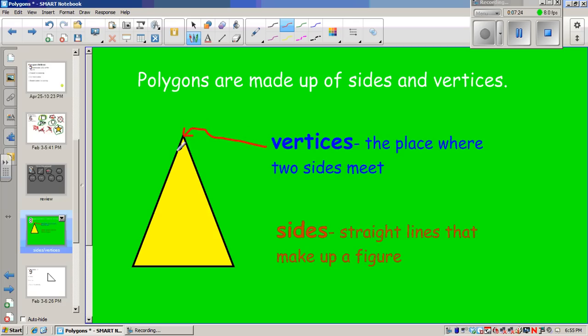So where these two sides come together at this point, that's a vertice. This triangle has three of them. And then sides, those are the flat parts that you've probably been identifying for quite some time now as a fifth grader. So this triangle has, whoa, three of them.